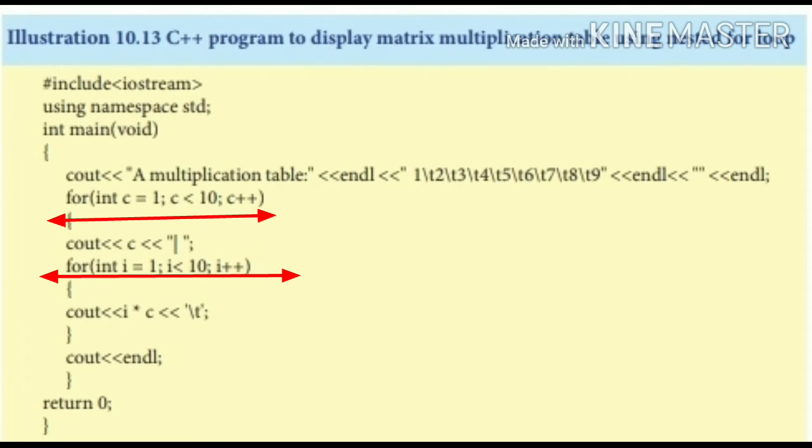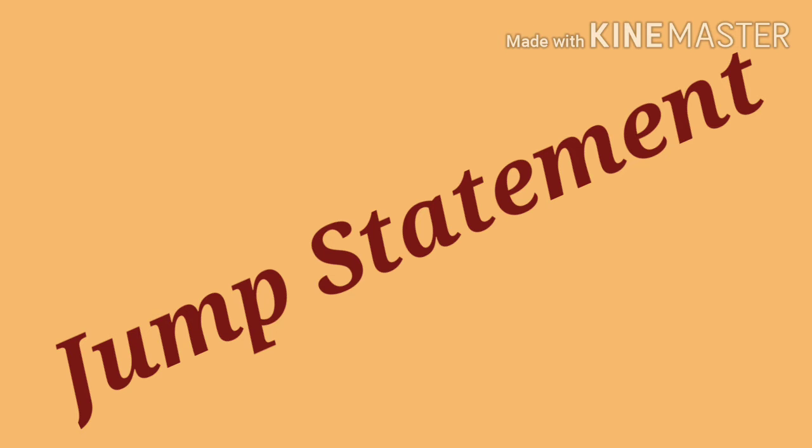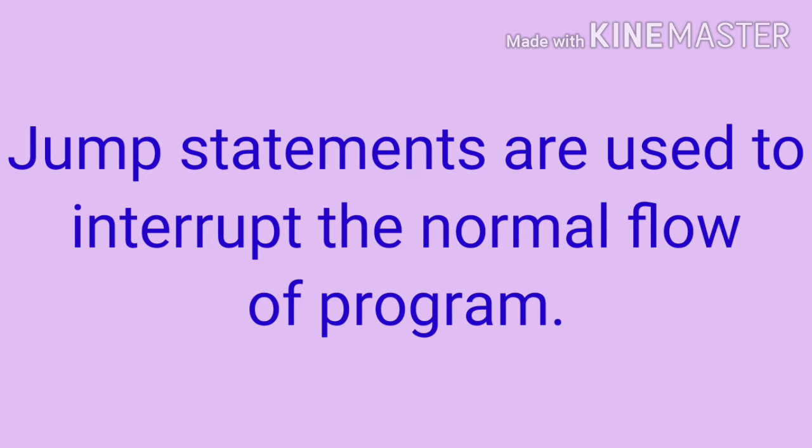This program is the example for nested for loop. The aim of this program is to display the matrix multiplication table. The first for loop is just to increase the value of the variable, and then to multiply the value of the variable. Okay. The next concept is jump statement, which is mainly used to interrupt the normal flow of the program.